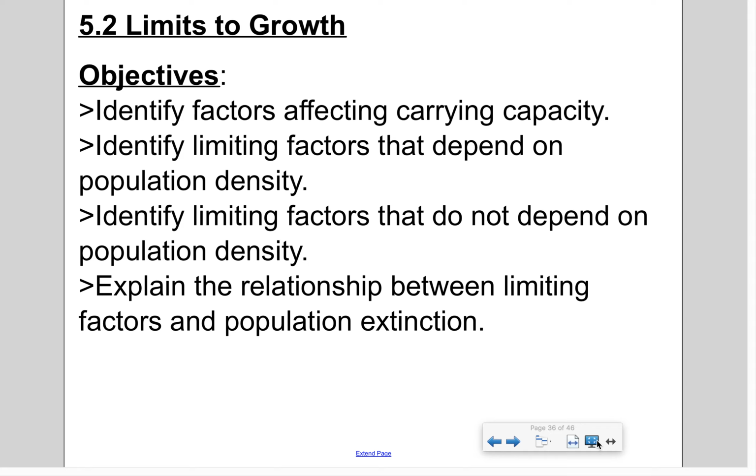So anyways, we will continue on in our lesson of ecology. I think we talk about human population next.